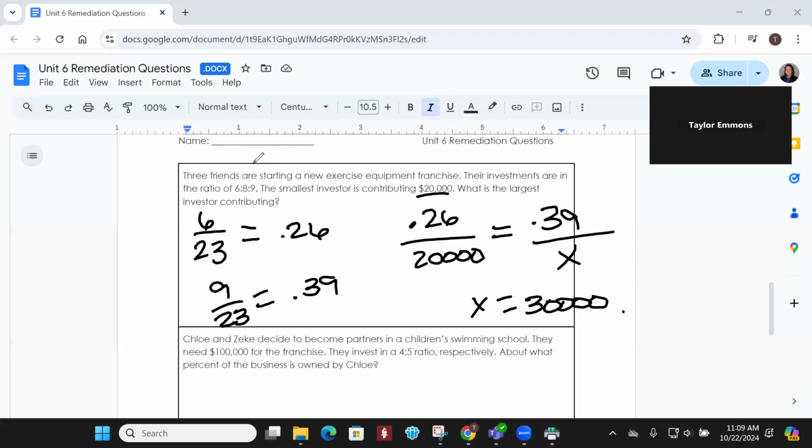It said the largest contribution. So from these three numbers, which one is the biggest?